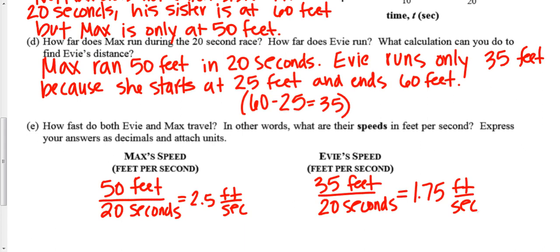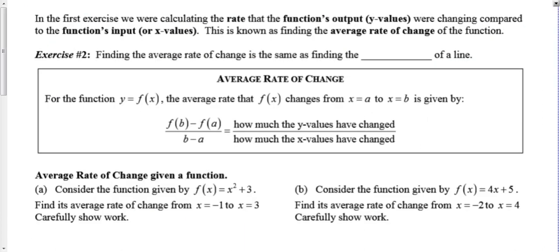All right, let's flip over our notes. So in this very first exercise, we were calculating the rate that the function's output values, the y values, were changing when compared to the function's input, or x values. This is known as finding the average rate of change. So that's what we ended example number 1 with. This finding the average rate of change is finding the slope of a line, okay? And we're going to be doing this a lot in this new unit of linear functions.